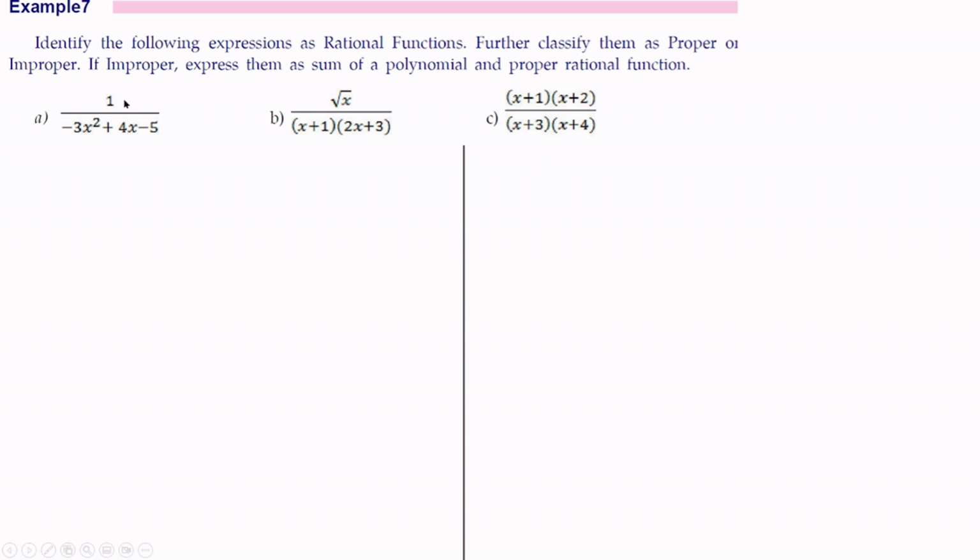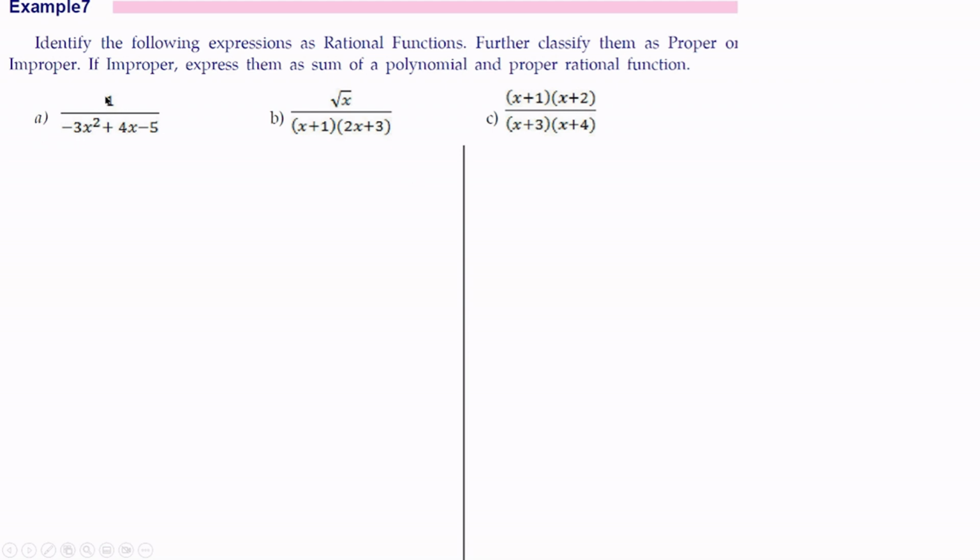Next we have the next example. Identify the following expressions as rational functions. Further classify them as proper or improper. If improper, express them as sum of polynomial and proper rational function.